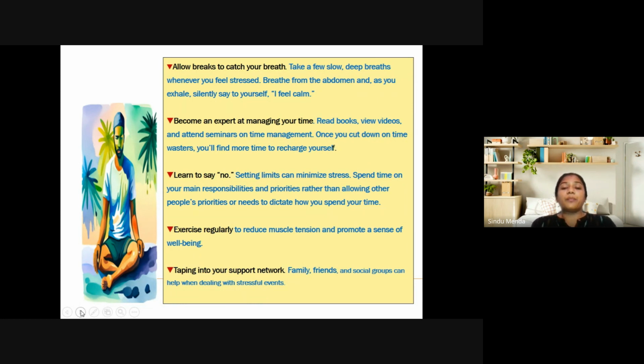Next one is tapping into your support network. Generally some people are introverts, some are extroverts, but you should choose at least one, two or three friends to go outside and enjoy your moments with your loved ones, whoever it may be, like family, friends, social groups. It can help you when dealing with stressful events. You can share your stressful events so that it may reduce from your mindset.